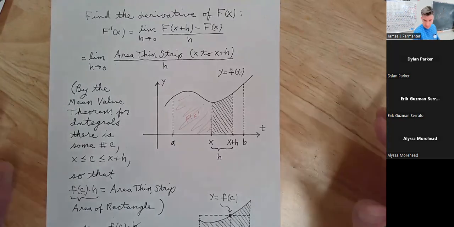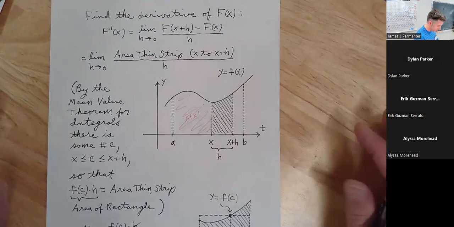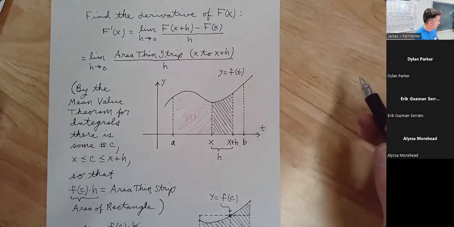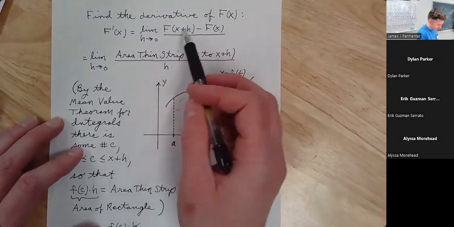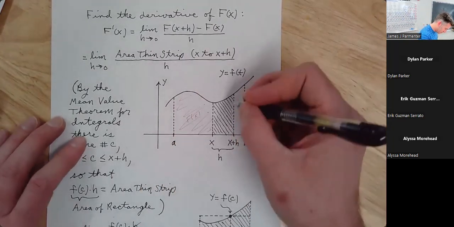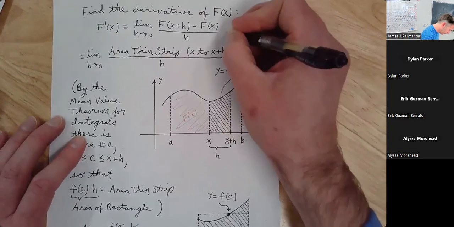Stop me if you have questions. I'm pausing for just a second to make sure people are cool with what I'm saying. Okay, so all we're saying is that this F of x plus h minus F of x is just this area here. That's what that is on top.